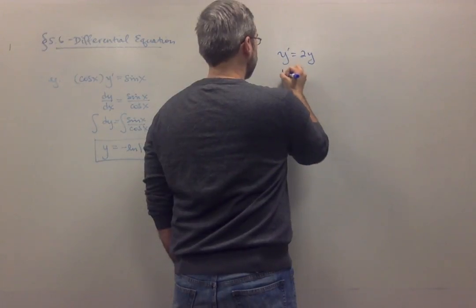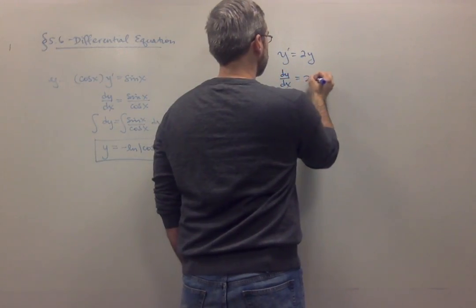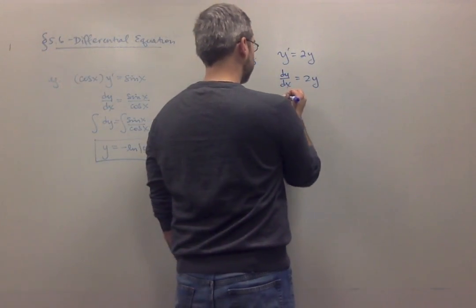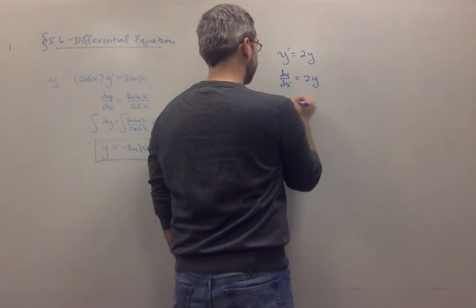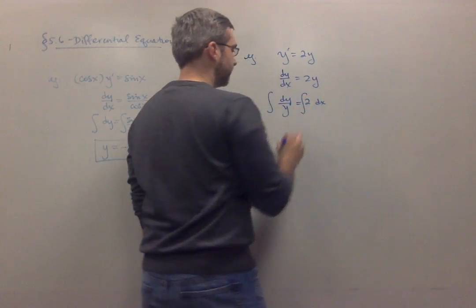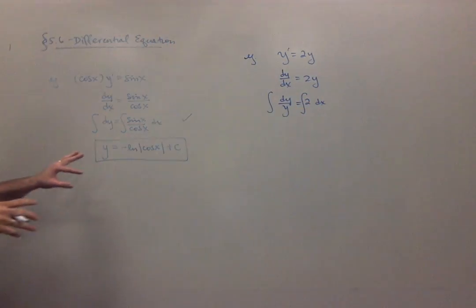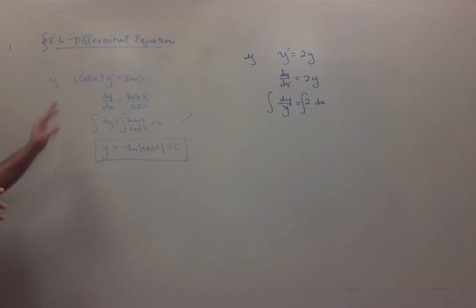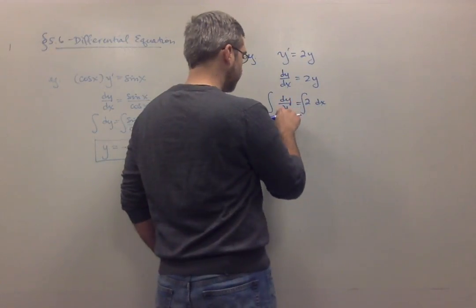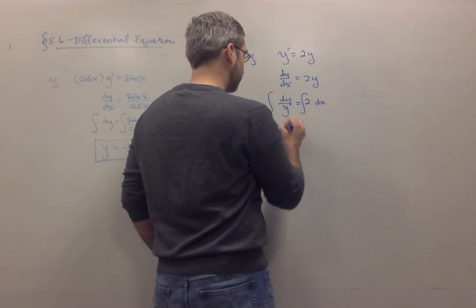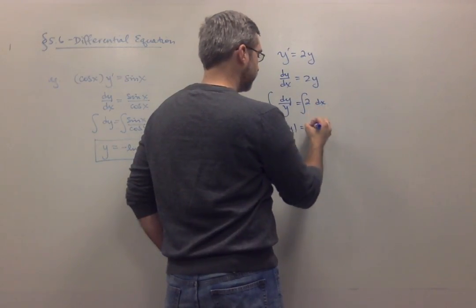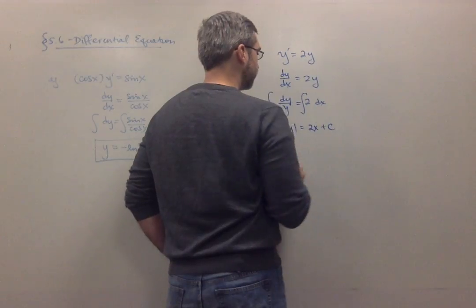So I'm going to write this in Leibniz notation. dy over dx is 2y, and I'm going to put the y over on this side. So I'm going to get dy over y, and I'm going to put the dx over here. So this is in fact separable. I can take the y's and put them on one side, and I can put the x's on the other side. And so now let's integrate both sides. So 1 over y is going to become natural log of absolute value of y. And over here, the integral of 2 is just 2x plus some constant.